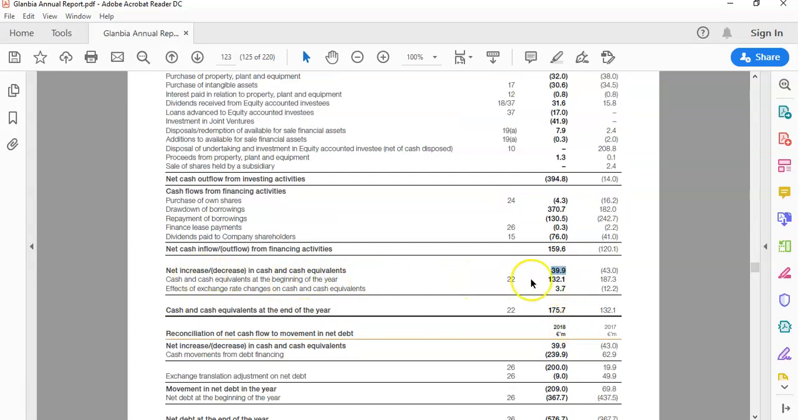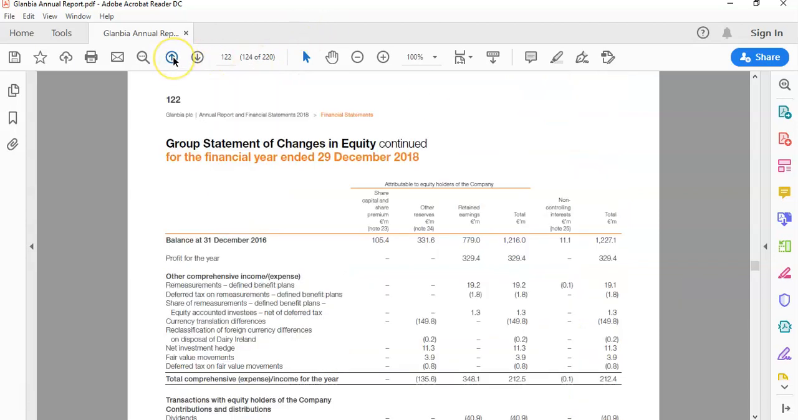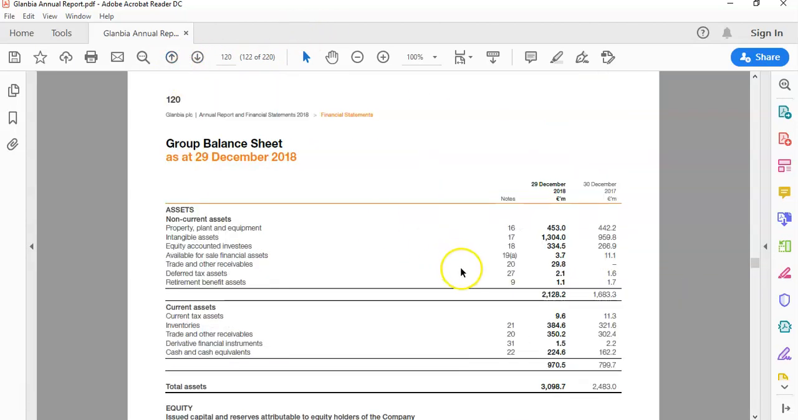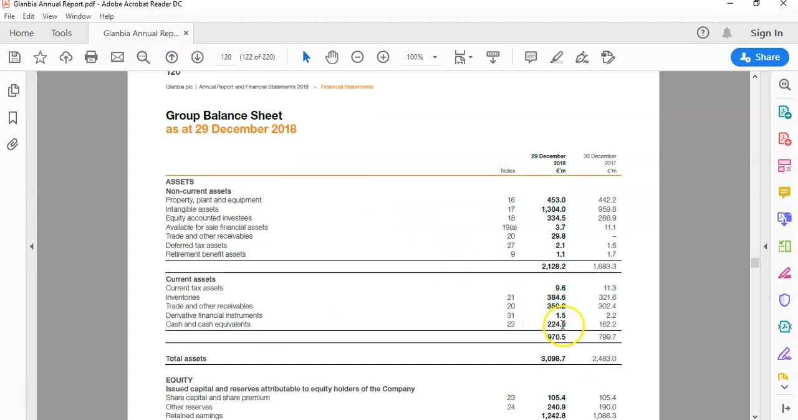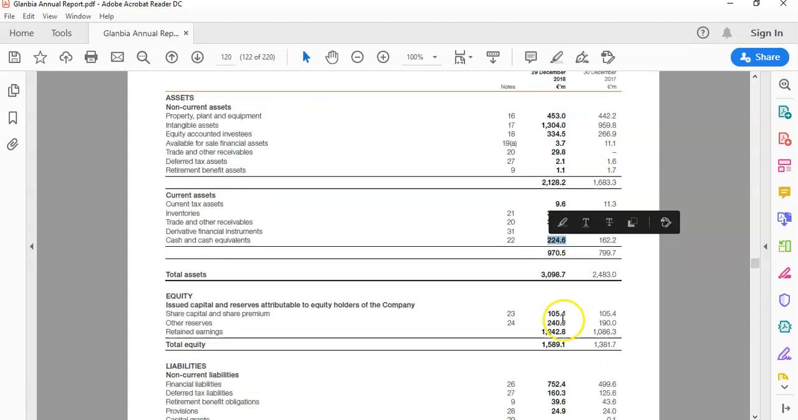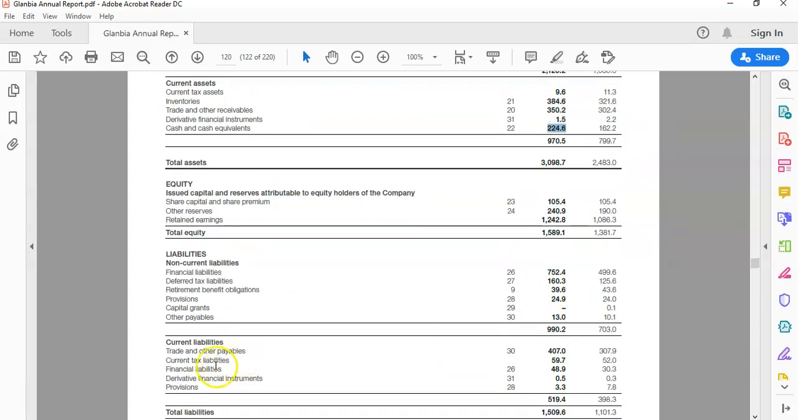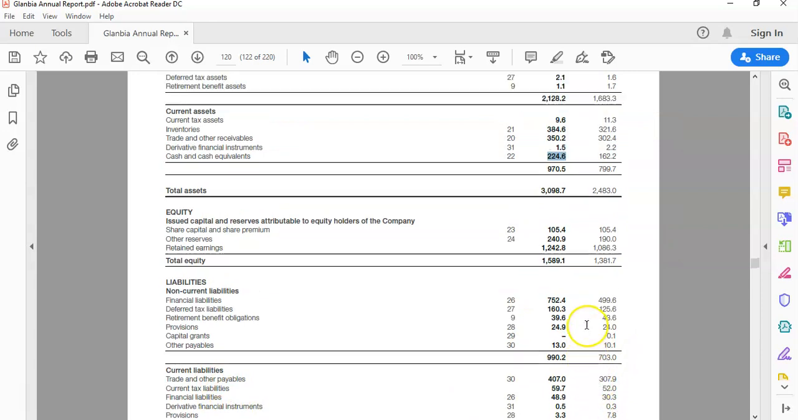And you went from 132 at the start of the year, plus 39.9 this year. And again, exchange differences you won't have, so you won't need to worry about it. But that reconciles to the end of the year. All right, so there's between opening and closing. And you can link that back into the balance sheet in terms of cash and cash equivalents.